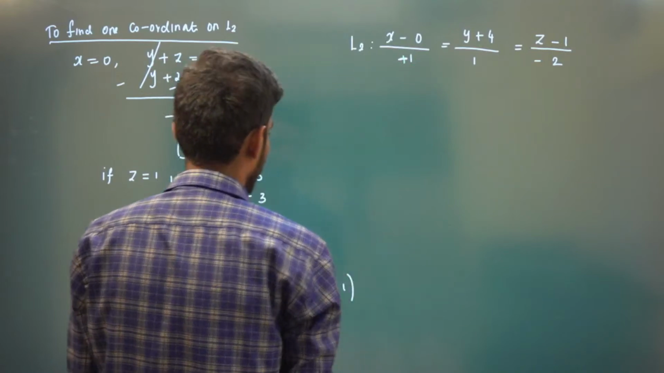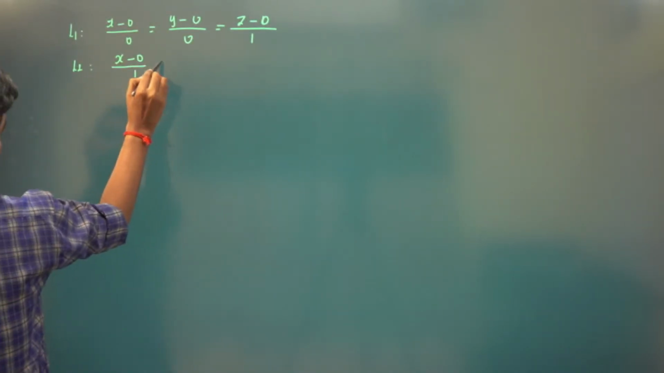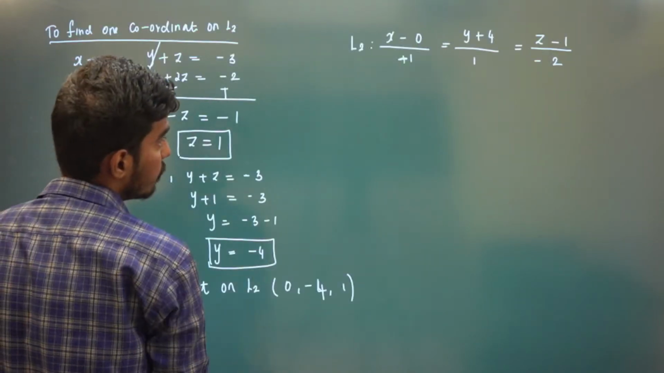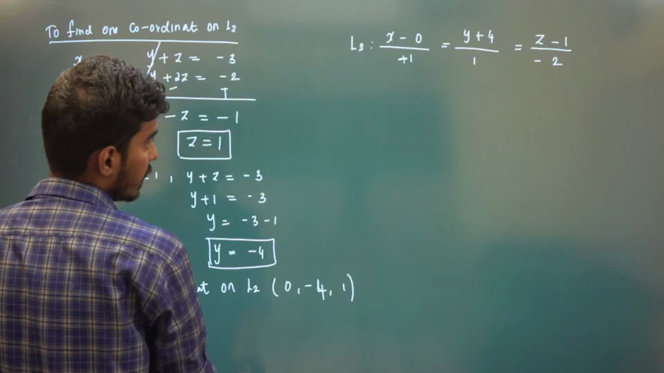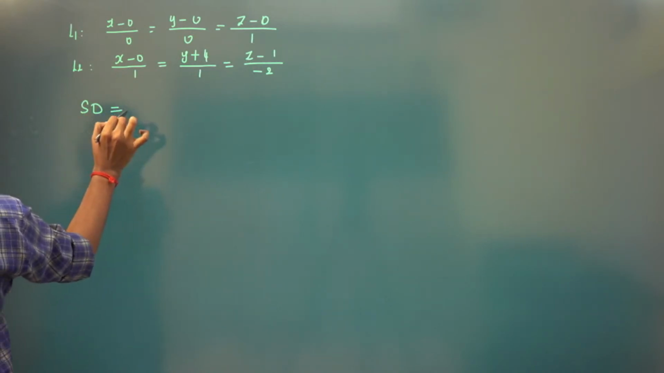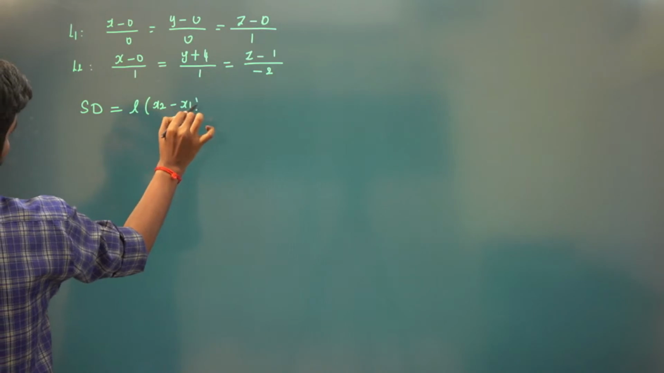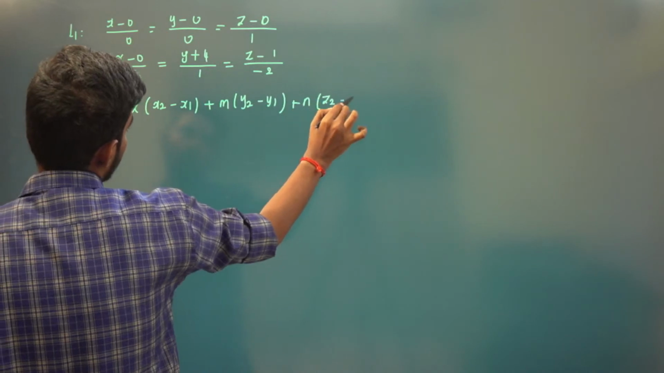Okay, and what about L2? L2 is x minus 0 by 1, y plus 4 by 1, z minus 1 by minus 2. So 1, 1, minus 2 is the direction ratio of L2. So you know x1, y1, z1. The shortest distance is l into x2 minus x1, m into y2 minus y1, n into z2 minus z1.